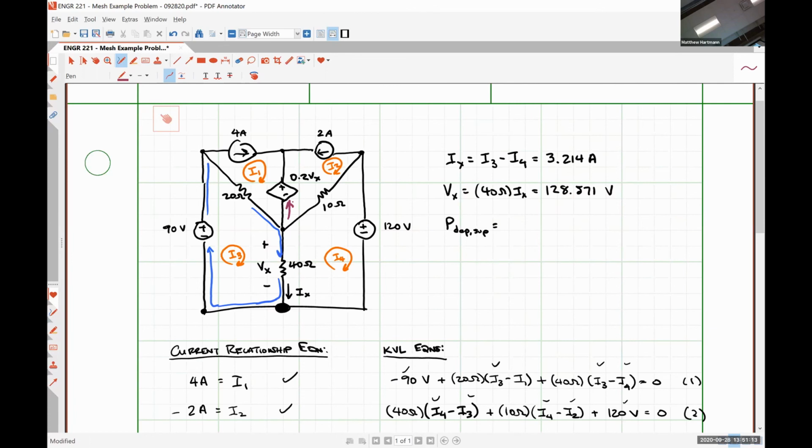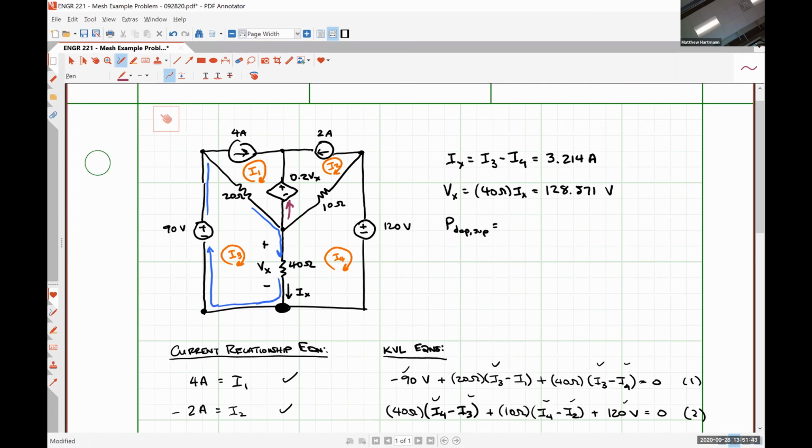So 0.2 times Vx is the voltage drop over that voltage source. The amount of current flowing through a voltage source is unrelated to the voltage drop over the voltage source, just like the amount of voltage over a current source is unrelated to the current. So 0.2 Vx isn't going to help us find the current in any way, shape, or form, right? When we have a source, the current and the voltage are independent of each other.